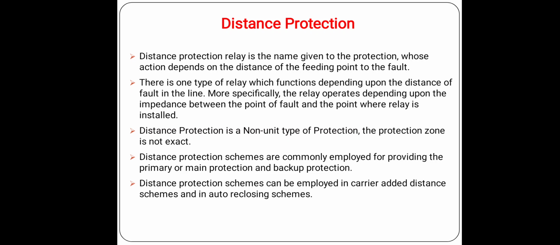Distance protection schemes are commonly employed for providing primary or main protection and backup protection. We use this type of protection scheme for both main protection as well as backup protection. It can be employed in carrier-aided distance schemes and in auto-reclosing schemes, and this protection scheme is very commonly used in protection of transmission lines. The most important fact about distance relays is that they are used where overcurrent relaying is too slow and not so selective.